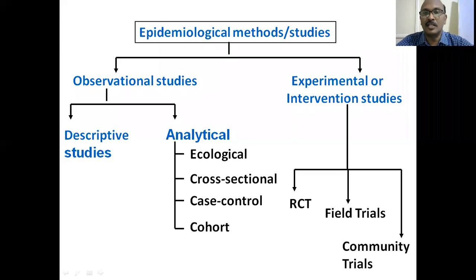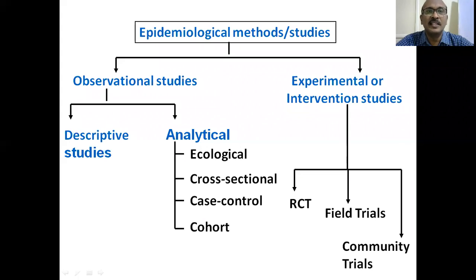The experimental or intervention studies are again subdivided into RCTs, field trials, and community trials. RCT is nothing but randomized controlled trials, where we use patients as units of study. In field trials, we use healthy individuals as units of study, and in community trials we use communities as the unit of study. All these studies are not watertight compartments; they complement each other.